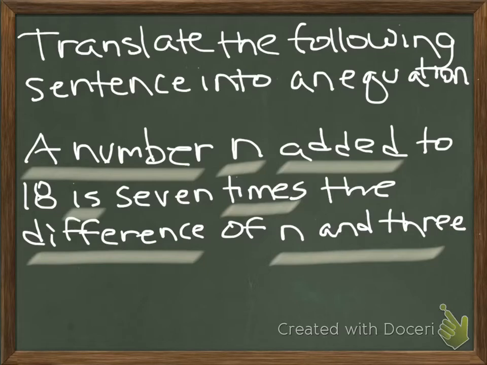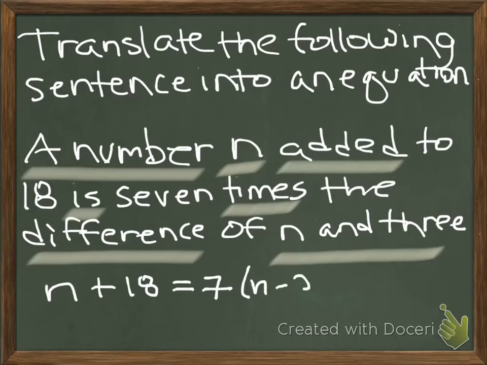So a number n, we'll start with that, added to 18 would be plus 18. Then is meaning equal. Then you have 7 times, so 7, and then it's times the difference of n and 3. So since the difference of n and 3 is grouped together, we're going to multiply 7 times the group. Difference means subtraction, so we're going to subtract. And that would be your equation.